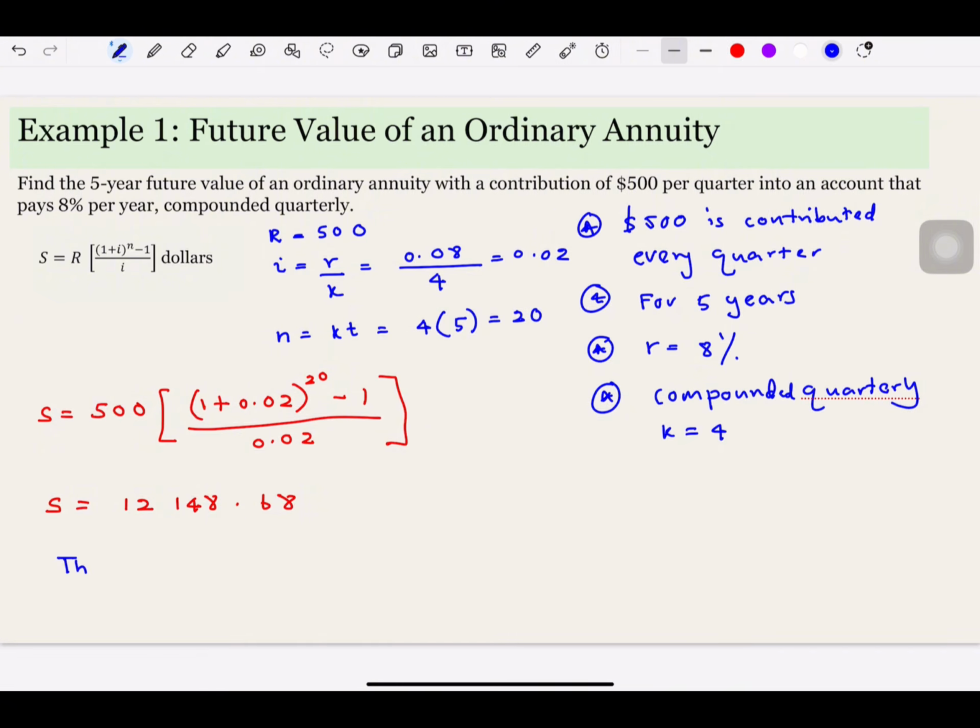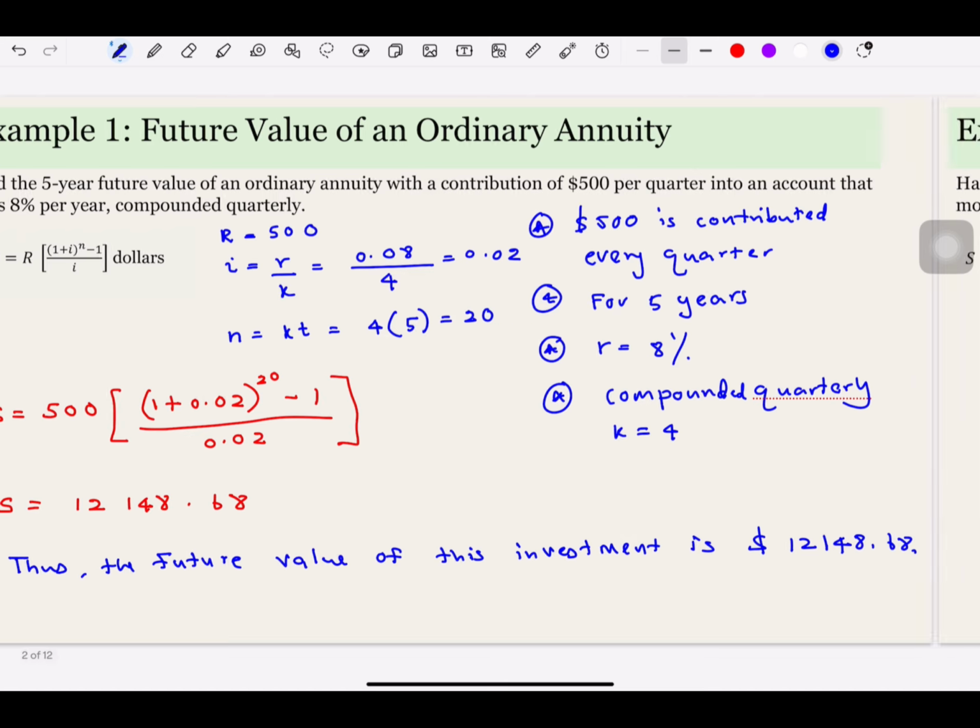So we can write, thus, the future value of this investment is $12,148.68. Now let's move into the second example.